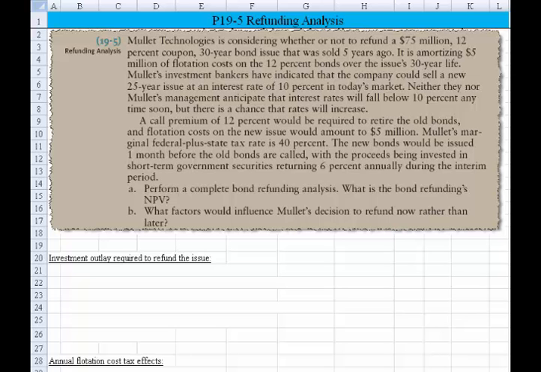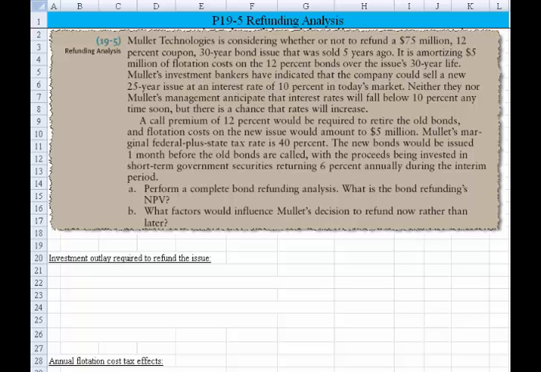A call premium of 12% would be required to retire the old bonds, and flotation costs on the new issue would amount to $5 million. The company's federal plus state tax rate is 40%, and the new bonds would be issued 1 month before the old bonds are called, with the proceeds being invested in short-term government securities returning 6% annually during the interim period.